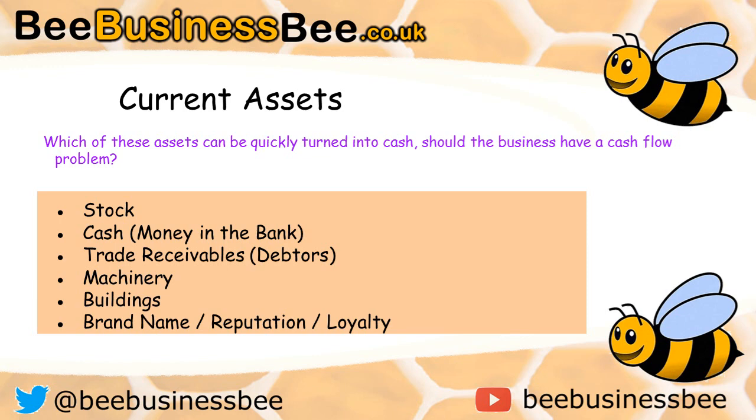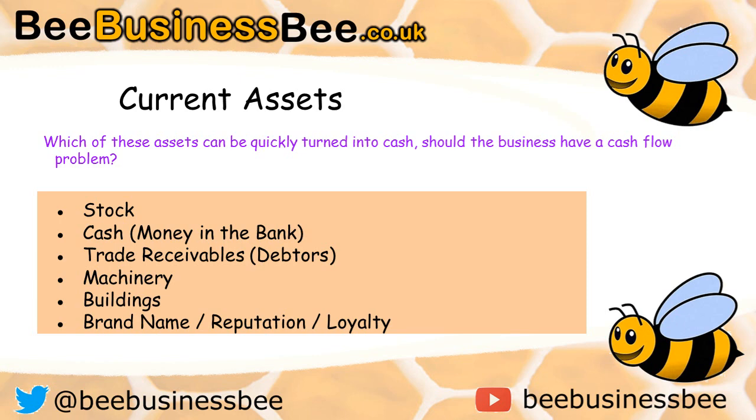Now, current assets is a term you will see used quite a lot, and you need to know this term. And all it is, the word current, you can see me circle it there, all it means is within 1 year. So we're talking about assets that we can turn into cash within 1 year. So which of the assets in this list here can we turn into cash within 1 year?